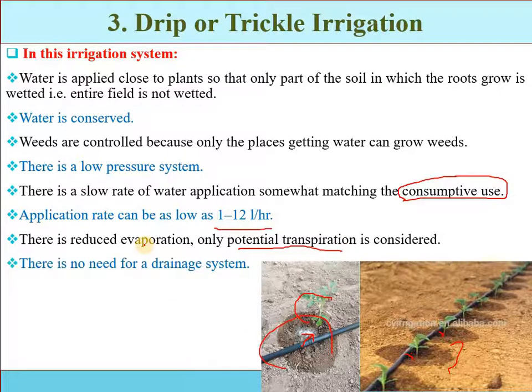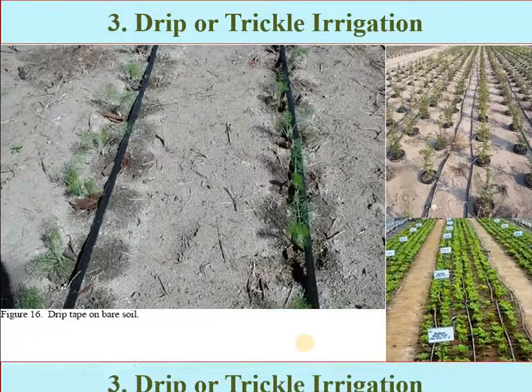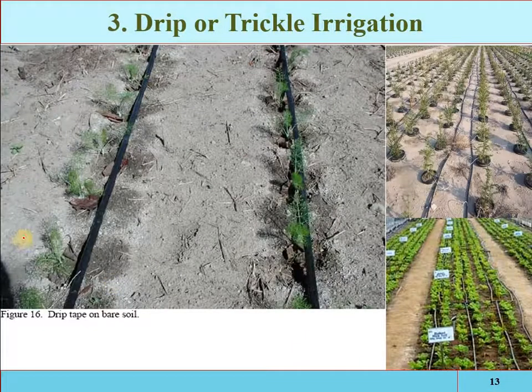There is no need for a drainage system, meaning there is no runoff. The extra water which causes runoff in the surface irrigation system requires some drainage system. So in a drip or trickle irrigation system, there is no need for a drainage system. The water is directly applied into the vicinity of the roots.